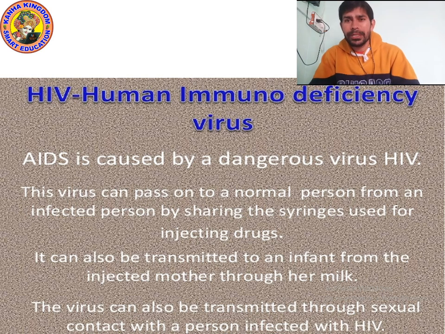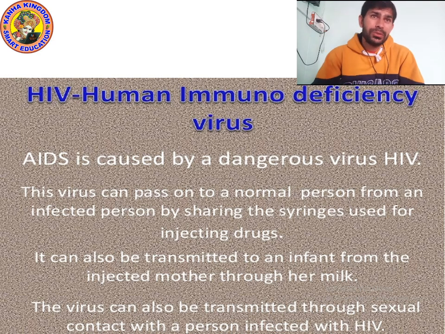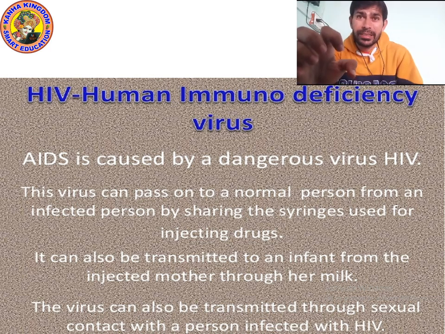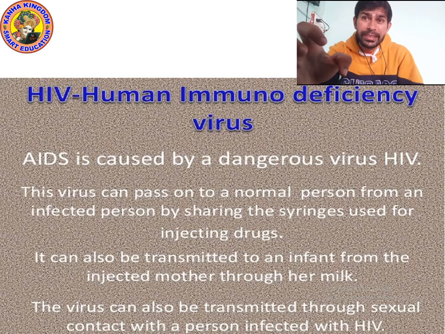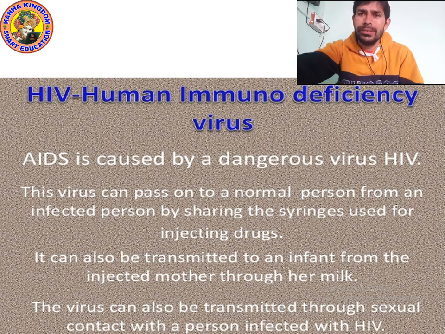HIV can also be transmitted to an infant from an infected mother through her milk. Suppose a mother has HIV, suppose a mother is suffering from the AIDS disease, then in the infant, in the baby, this disease can be transmitted through the milk of the mother. I hope you understood. Now let's move on to the next point.